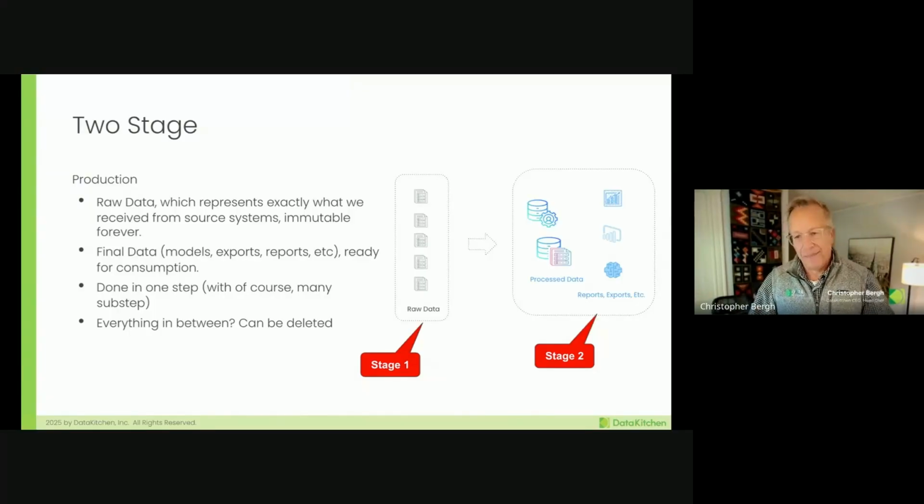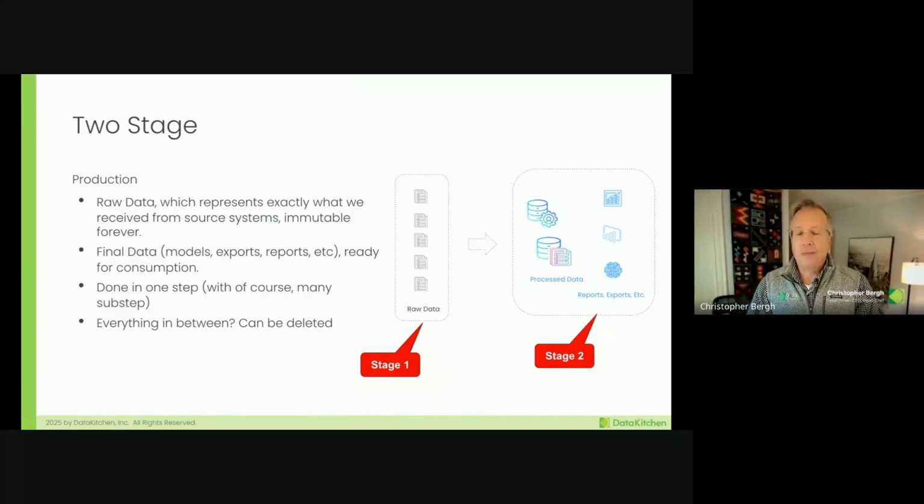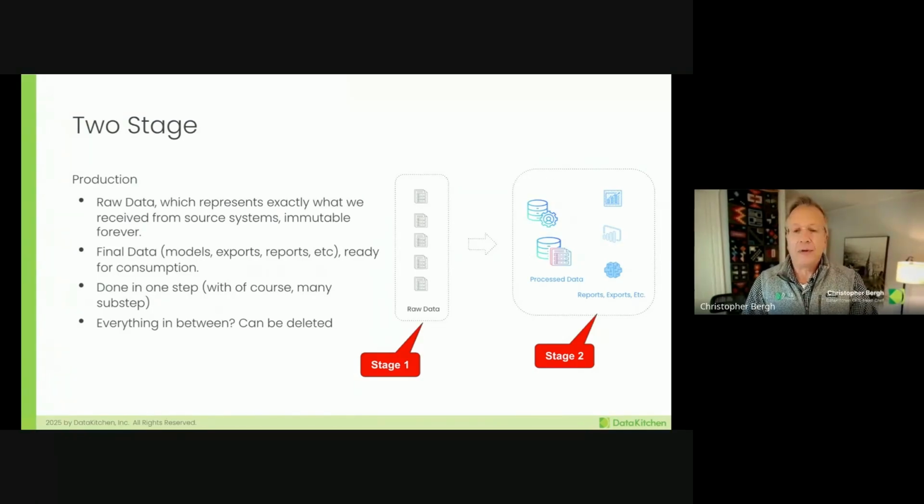Now, when I've talked about this before, the question is, aren't you wasting database cycles? How do you deal with small updates? We'll get to those, but this is the main idea.